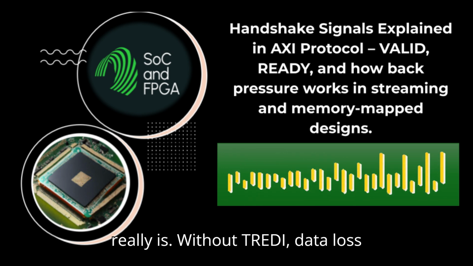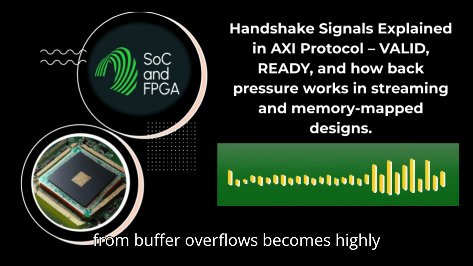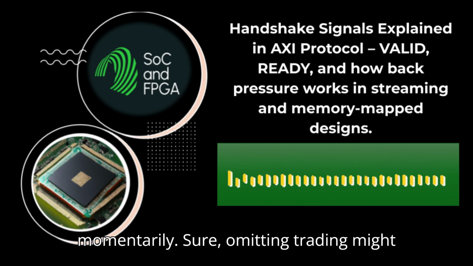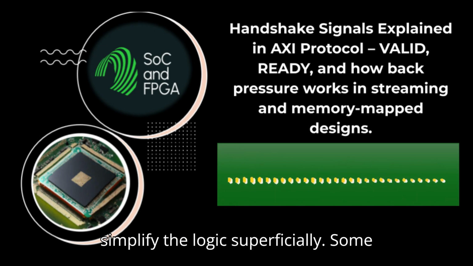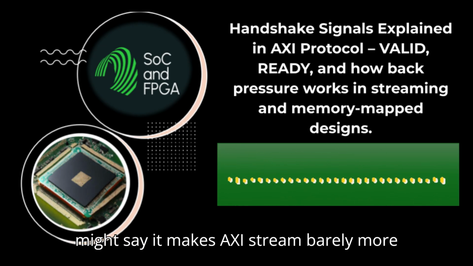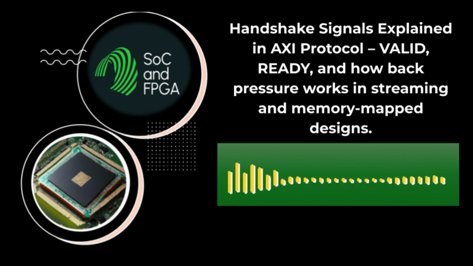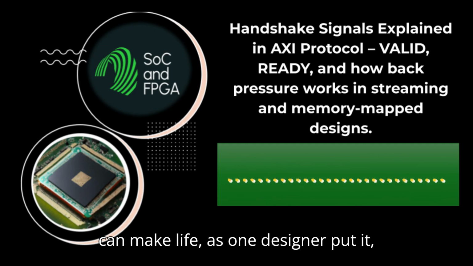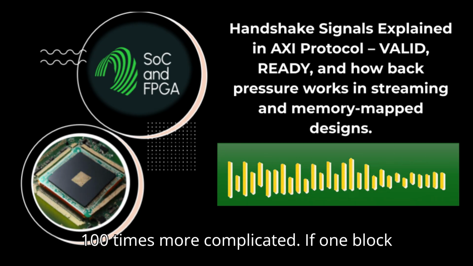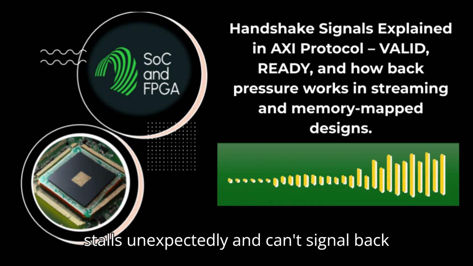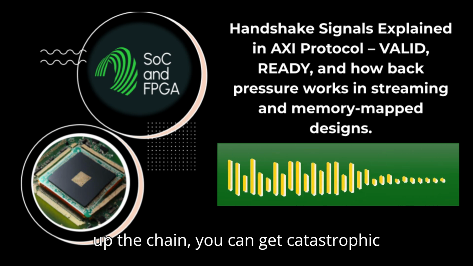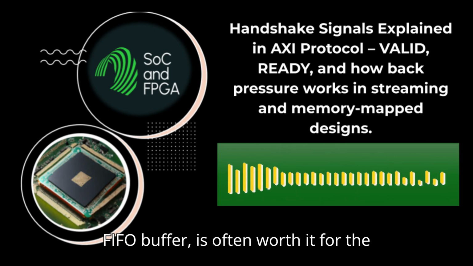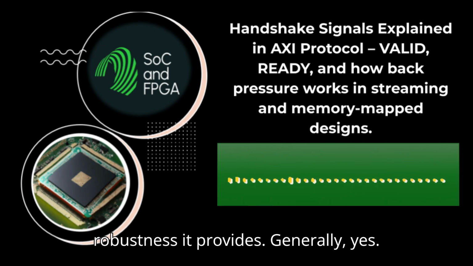It really is. Without TREADY, data loss from buffer overflows becomes highly likely if the destination ever falls behind the source's pace, even momentarily. Sure, omitting TREADY might simplify the logic superficially. Some might say it makes AXI Stream barely more than just naming conventions for signals. But in any kind of pipeline where different blocks process data sequentially, losing that flow control can make life, as one designer put it, 100 times more complicated. If one block stalls unexpectedly and can't signal back up the chain, you can get catastrophic errors propagating through the whole system. So the resource cost of implementing TREADY, maybe with a small FIFO buffer, is often worth it for the robustness it provides. Generally, yes.